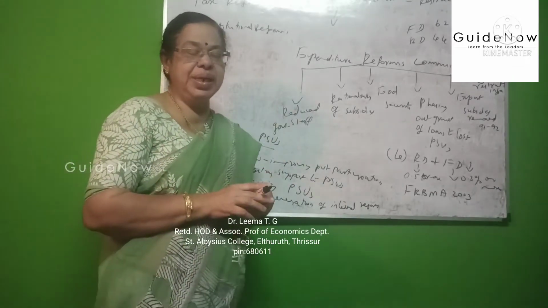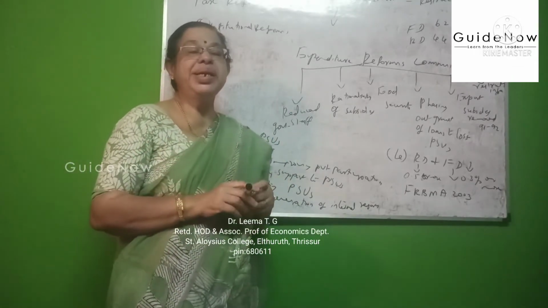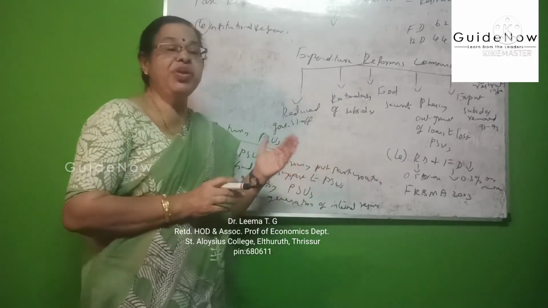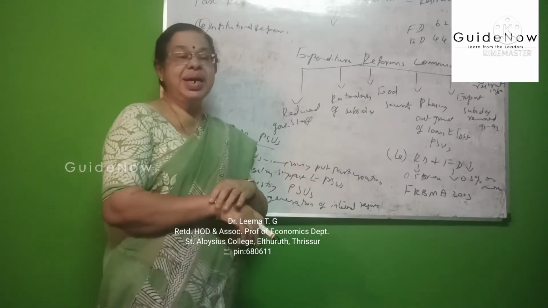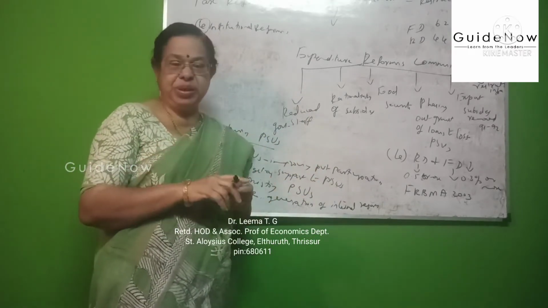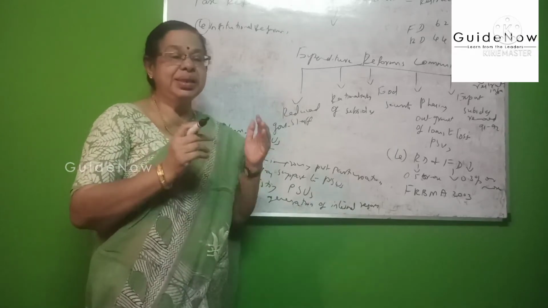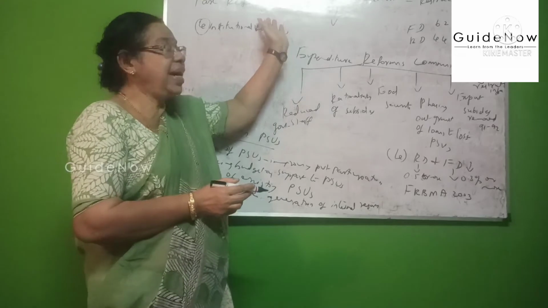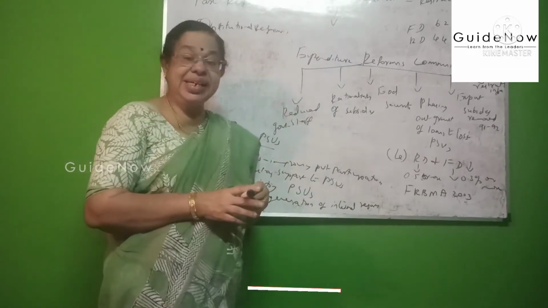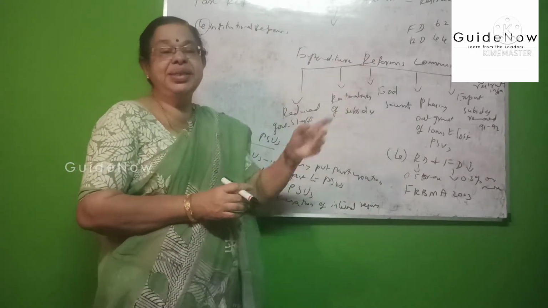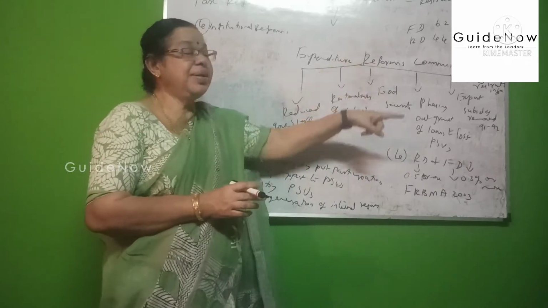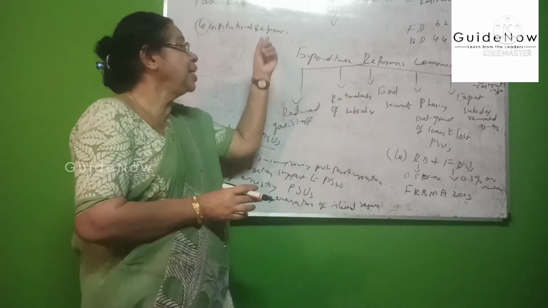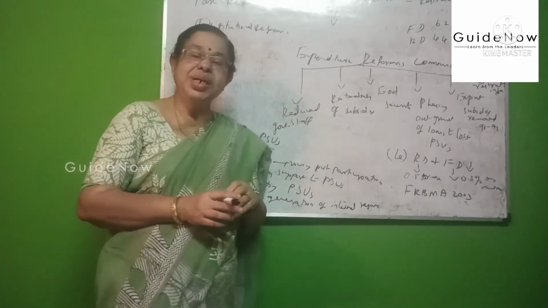Introduced the fiscal reforms. Fiscal reforms mainly included four types of important reforms to correct our financial position. So the financial position recovers with four types of reform: one is tax reform, second is expenditure management, third is restructuring public sector undertakings, and last is institutional reforms.